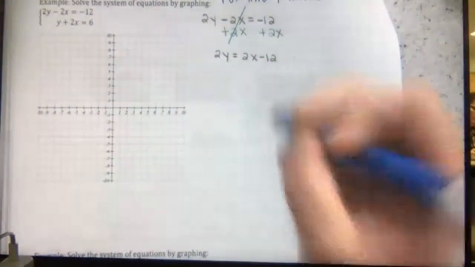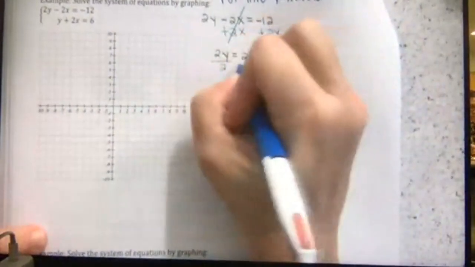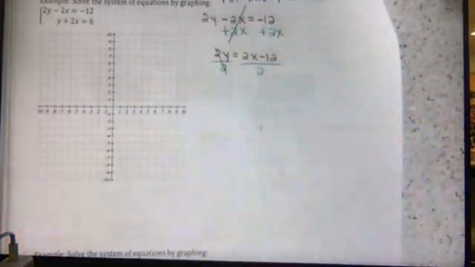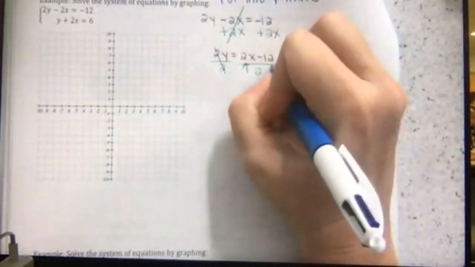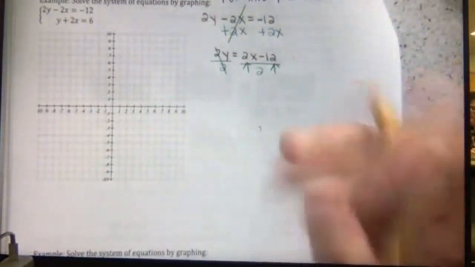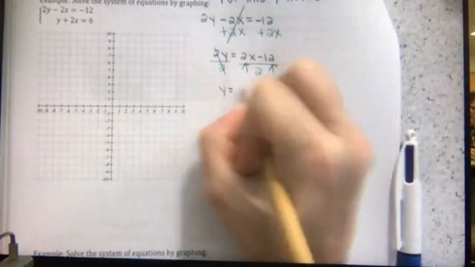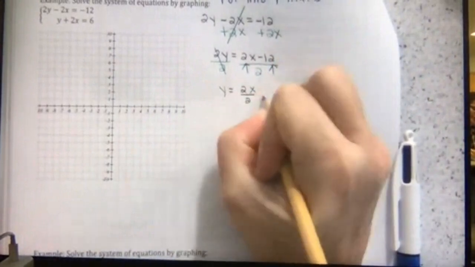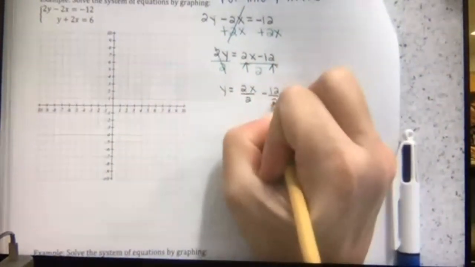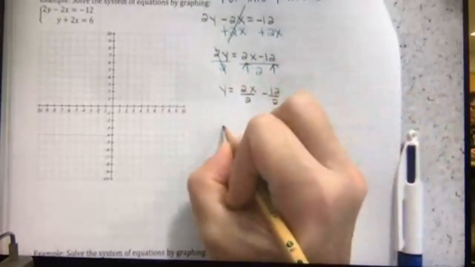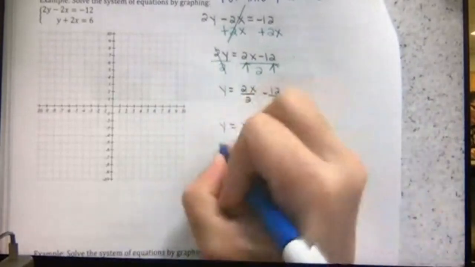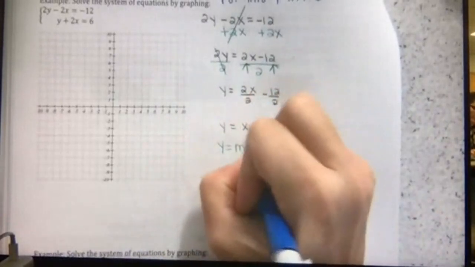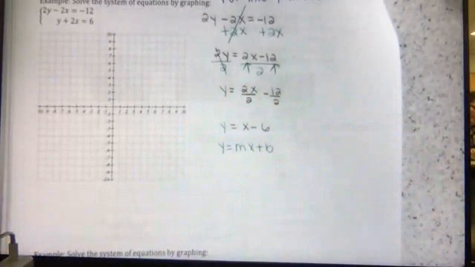Now, just getting y by itself, it's 2 times y, so we can divide both sides by 2. That way the 2's cancel out. Both terms, remember, are being divided by 2. So we're left with y equals 2x over 2 minus 12 over 2, which simplifies down to y equals x minus 6. So now it's in y equals mx plus b form.